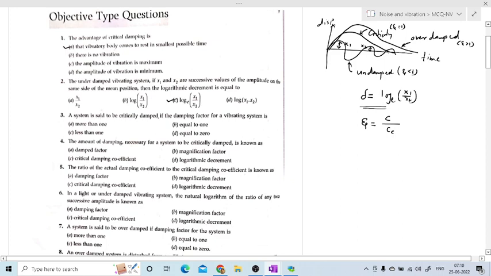When the system is critically damped, the damping coefficient C is equal to Cc. So when C becomes equal to Cc, zeta becomes equal to 1, means for a critically damped system the value of zeta is 1. So the damping factor is equal to 1, so the answer is B. Now next, the amount of damping necessary for a system to be critically damped.